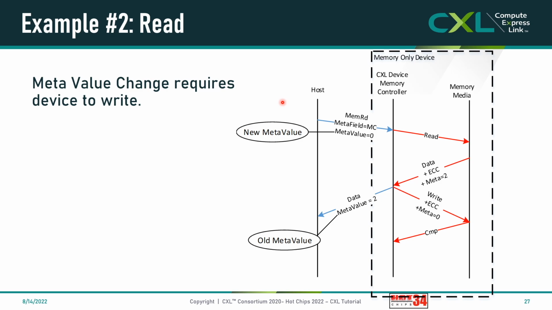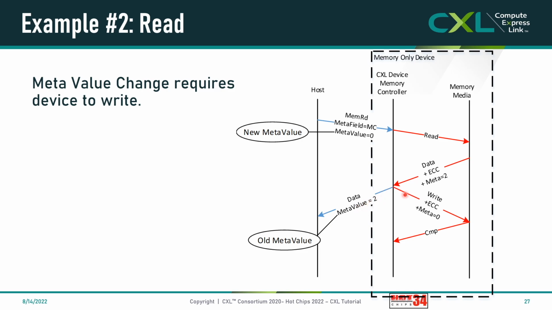All right, so the second example is a memory read. Again, showing a case where the memory read is including a meta value. Now, when a read includes a meta value, that indicates to the device that the device needs to read the cache line of data, but it also needs to update the value to the new meta value indicated from the host. So again, showing an example in red of how the flow may work within the device. It issues a read to its media, it gets the data, ECC back and the meta state. It returns that data and the old meta value to the host.